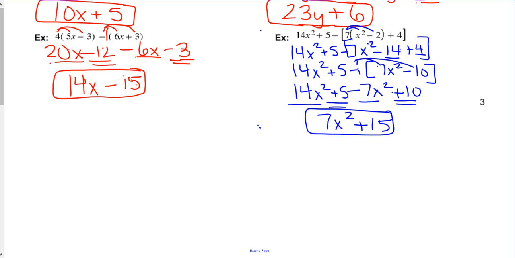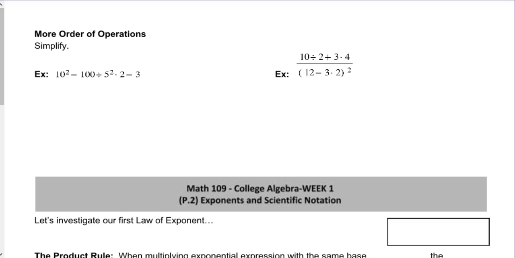Okay? All right. We have one last little thing before we head into section 2. And this is about doing more order of operations and simplifying. So this is a little different than what we saw before, more involved than what we had seen before. Don't forget PEMDAS, parentheses, exponents, multiply and divide, add and subtract. All right, so here I don't have any parentheses in this example, but I do have some exponents.